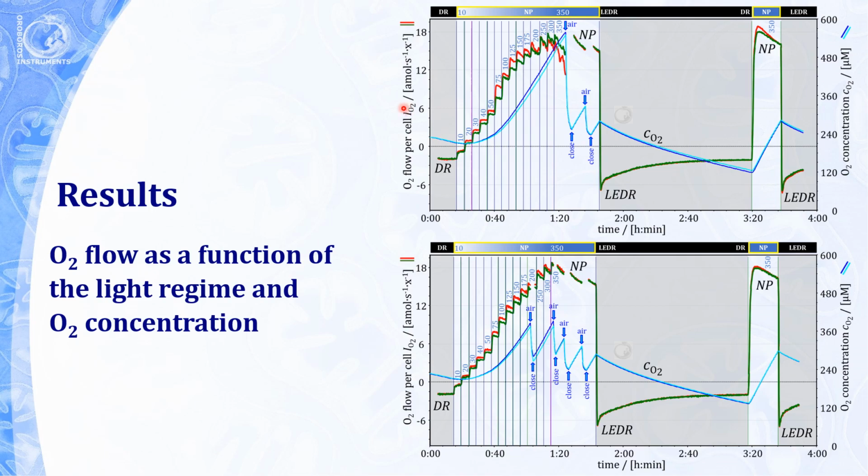The oxygen production rate was stimulated from dark respiration at normoxia to a maximum by stepwise increments of light intensity from 10 to 350 micromolar per second per square meter. Light-enhanced dark respiration was detected as a negative maximum of respiration after a period of light.